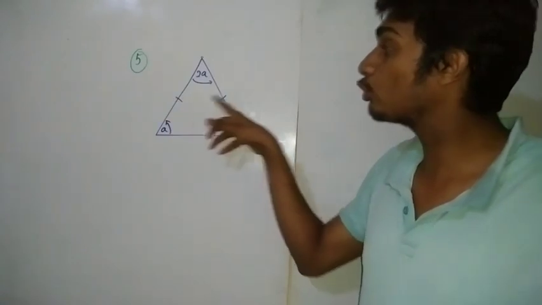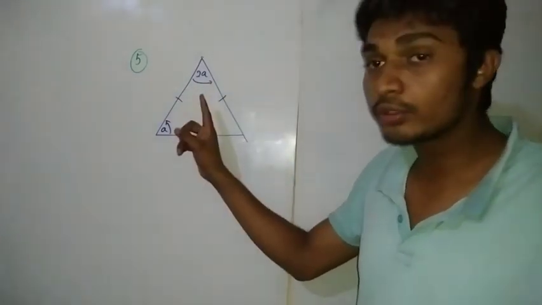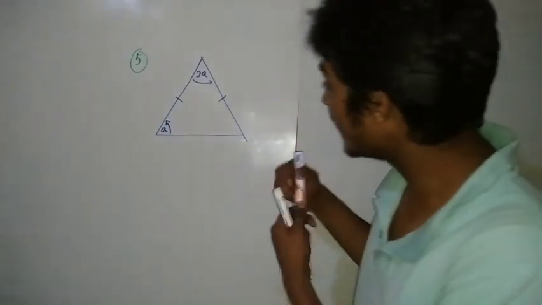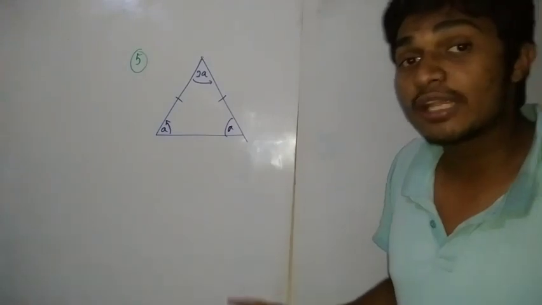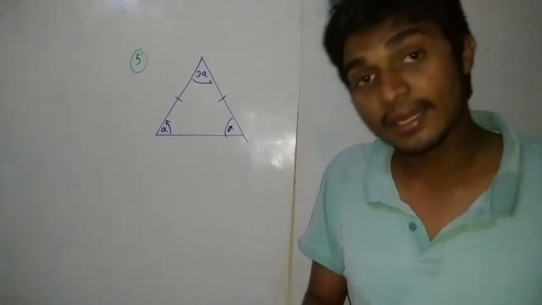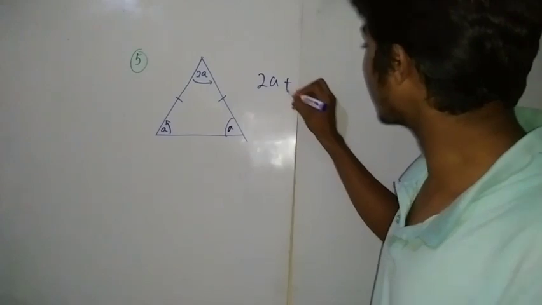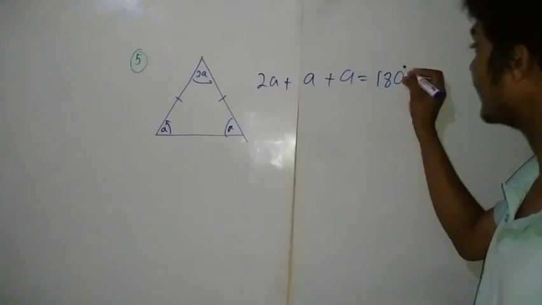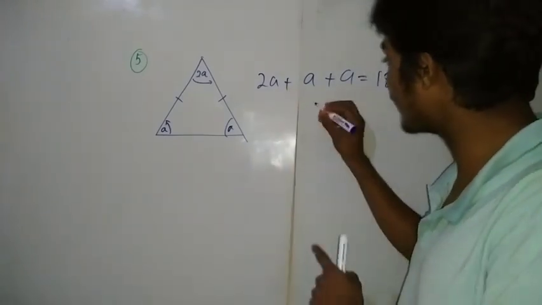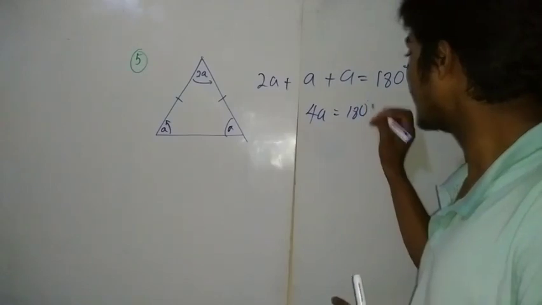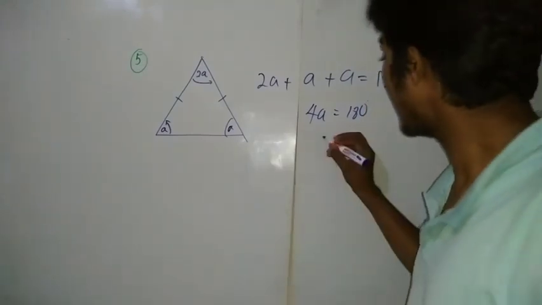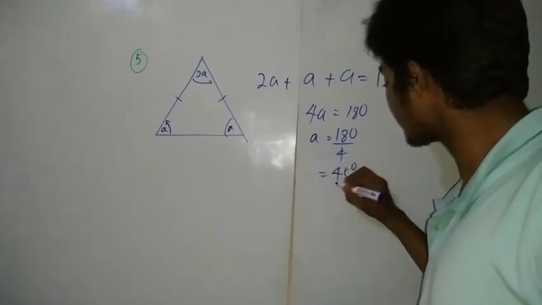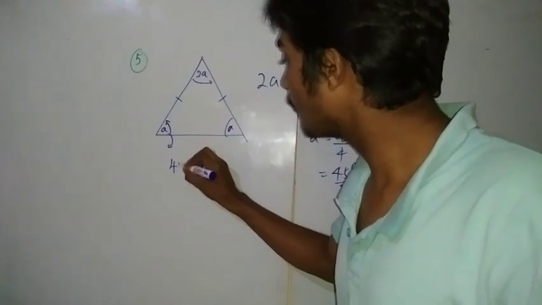If these two sides are equal, then from the theorem of isosceles triangles, these two angles should also be equal. So if this is A, this also should be equal to A. But you know that the sum of interior angles in a triangle is 180 degrees. So 2A plus another A, right? 2A plus A is going to be 4A. 4A is equal to 180. If 4 times something is equal to 180, then A is equal to 180 divided by 4. This is going to be 45 degrees. Therefore, the value of A is going to be 45 degrees.